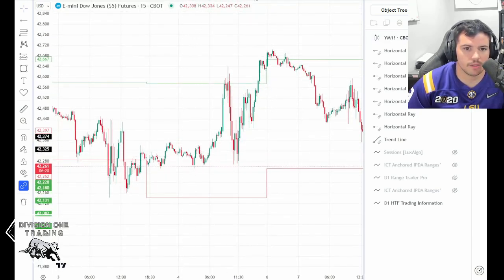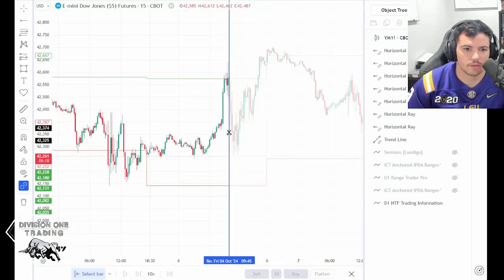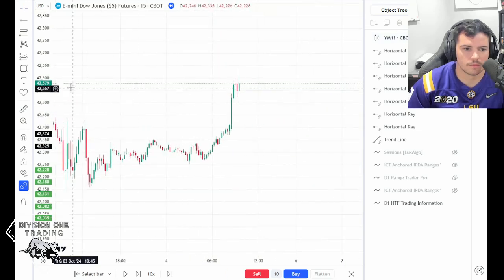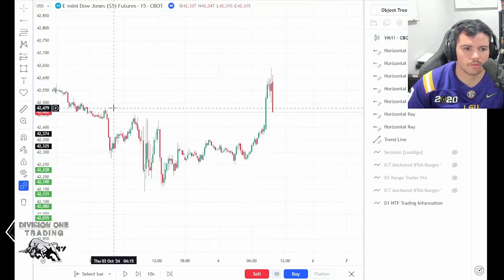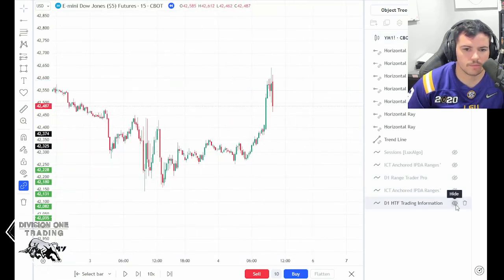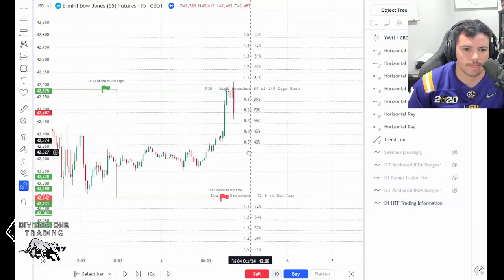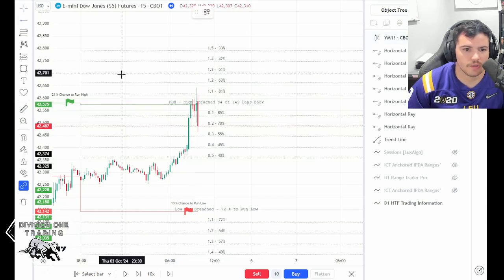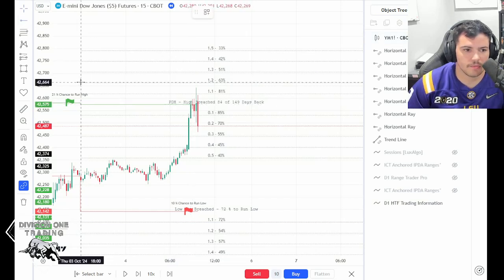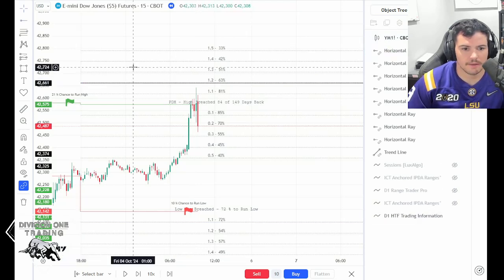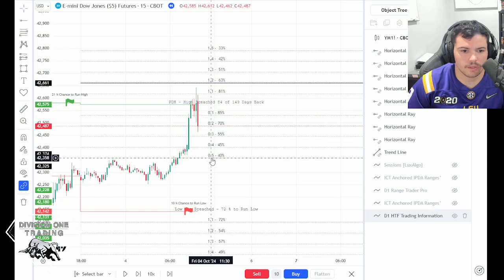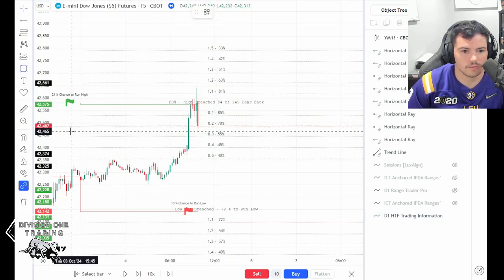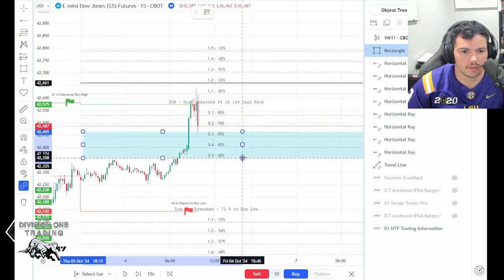Let's see if we can get the numbers on it. Let's wait for the tool to pull up. Okay. So you can see it breaches the previous daily high, and we still have 63% probability above the high. So where would we go long? We'd want to go long somewhere between 60 and 40. So somewhere really between here and here.